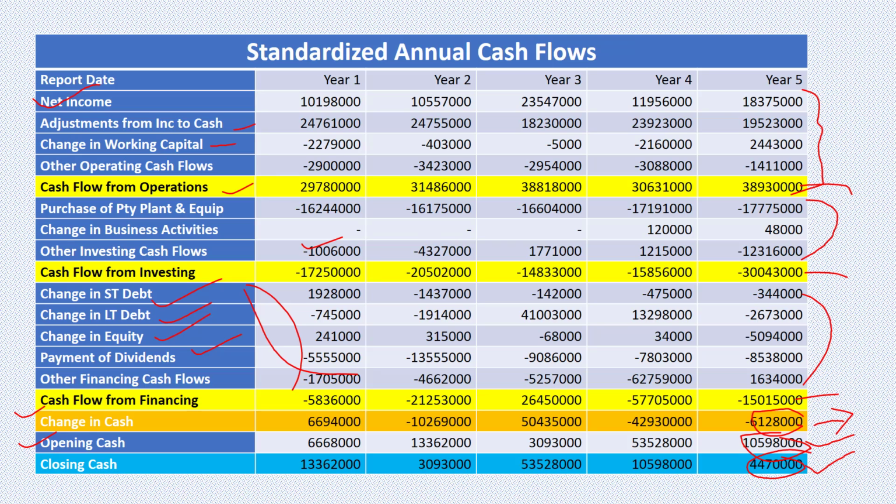Some of the information from this cash flow statement is going to be useful. For example, most often in investment we use cash flow per share, which is the cash flow from operations per share. Similarly, there are other ratios which I will talk about in another video.